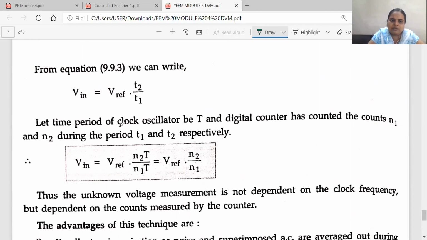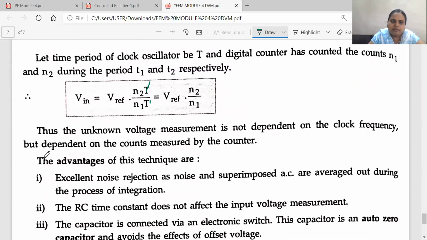Let the time period of the clock oscillator be capital T, and the digital counter has counted N1 and N2 counts during time periods T1 and T2. Then Vin is V reference N2 into T divided by N1 into T. The T gets cancelled, giving V reference N2 by N1. Thus, the unknown voltage measurement is not dependent on the clock frequency, but dependent on the counts measured by the counter.